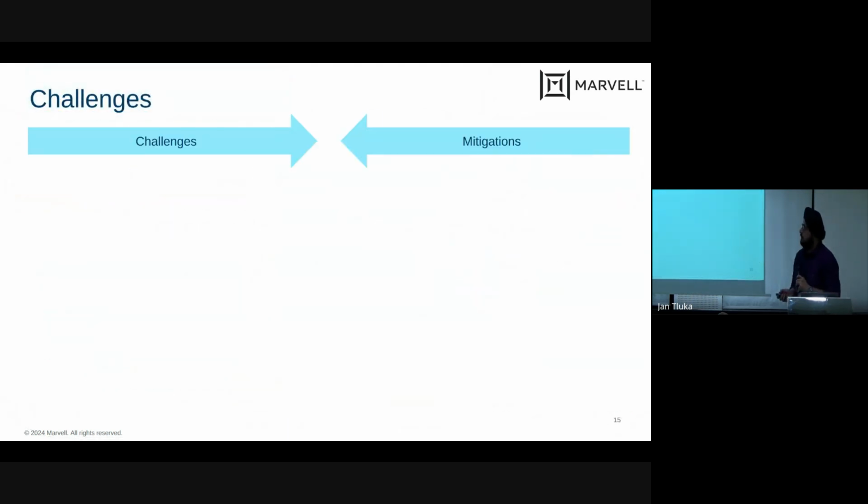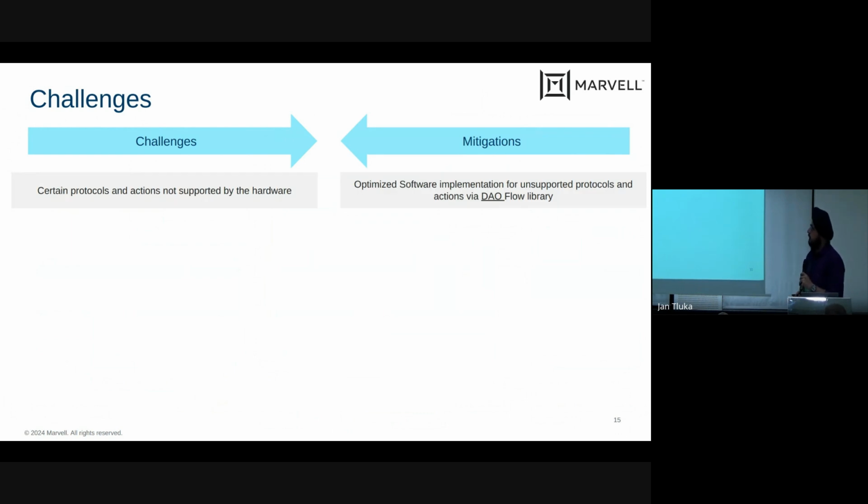So there were certain challenges we faced while working on it. As I mentioned, there were some protocols and actions which are not supported by the hardware. So we implemented a software component for all those unsupported ones, and they are part of the DAO flow library.